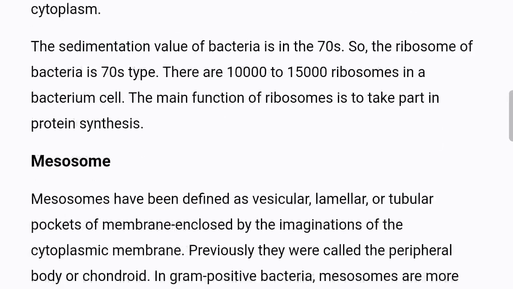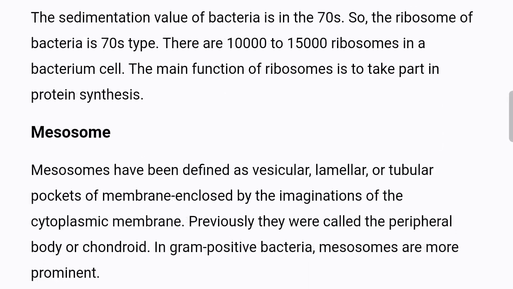The sedimentation value of bacteria is in the 70S, so the ribosome of bacteria is 70S type. There are 10,000 to 15,000 ribosomes in a bacterial cell. The main function of ribosomes is to take part in protein synthesis.